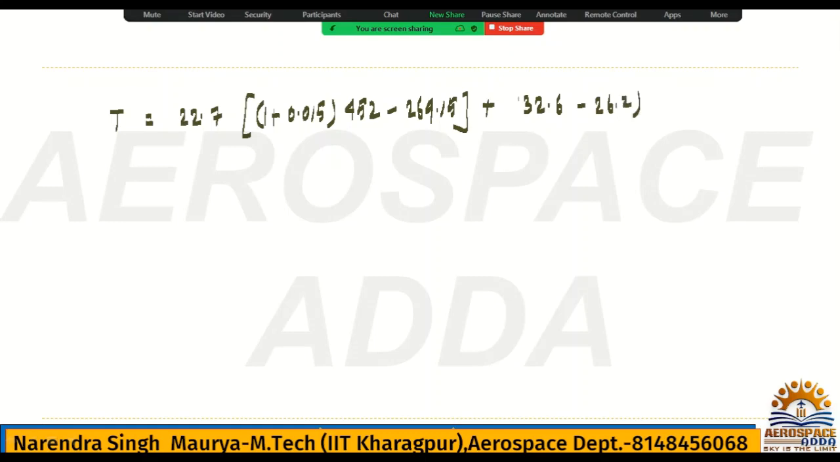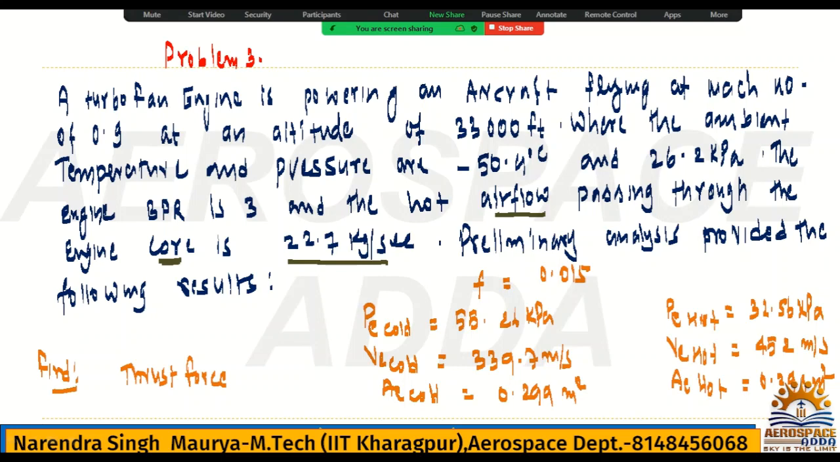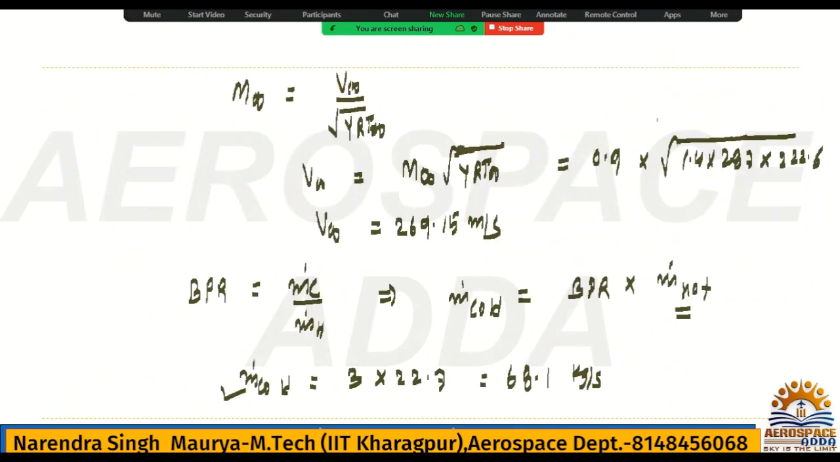Okay, it's the kPa value, so multiplied by 10 power 3. This is the pressure. And what is the hot nozzle area? AE hot is nothing but 0.299.